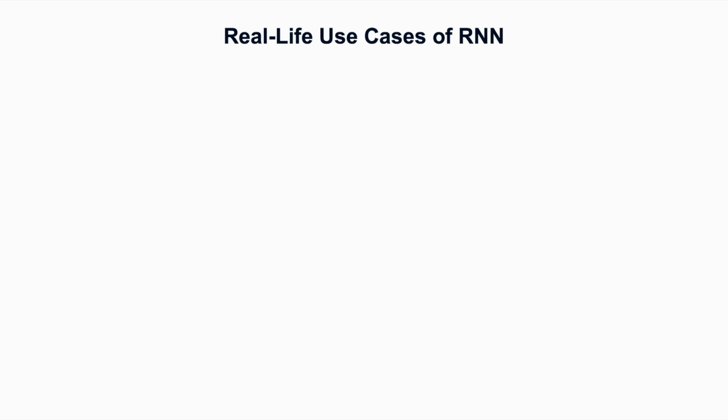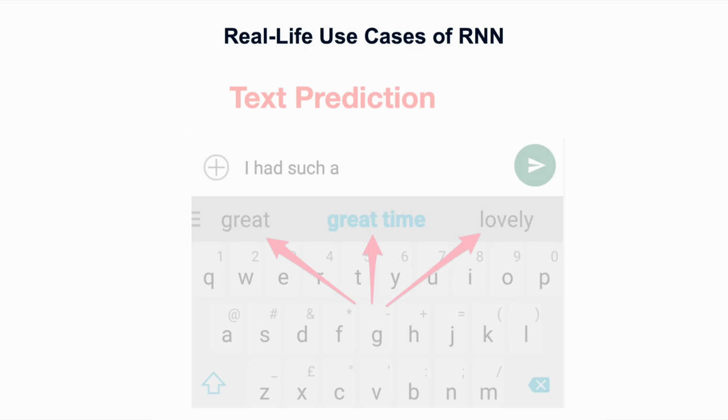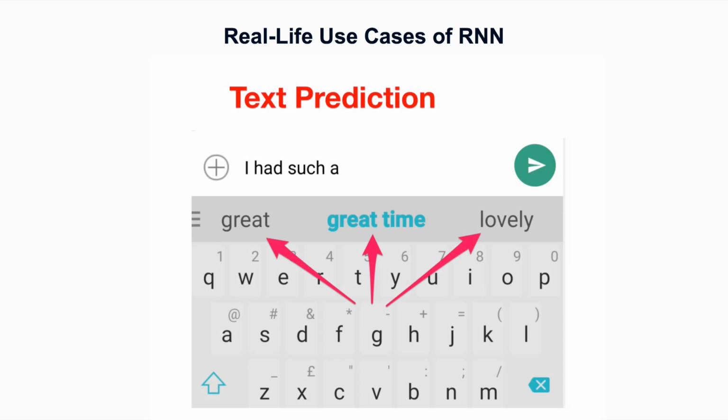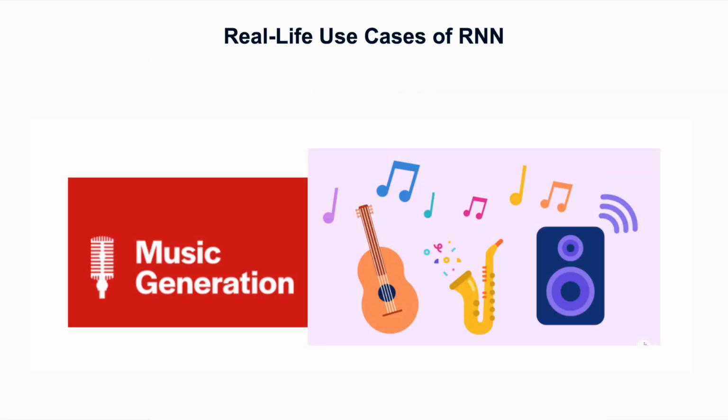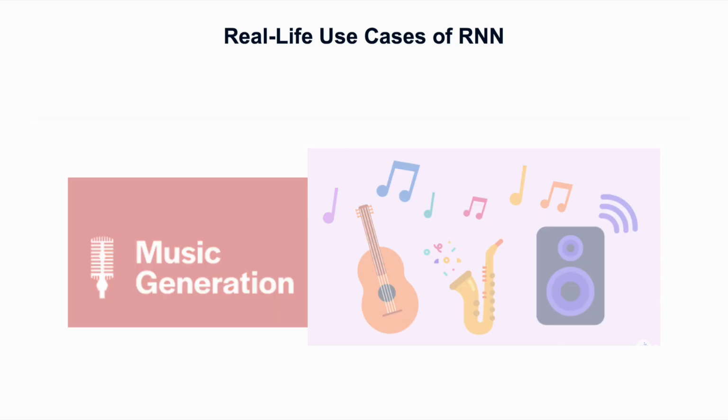Now let us understand some of the real life use cases of RNN. RNN can be used for text prediction. That is, for example, when you are typing on a keyboard, it predicts the next words based on what you have typed. RNN may also be used in music generation. It generates a music note by note.